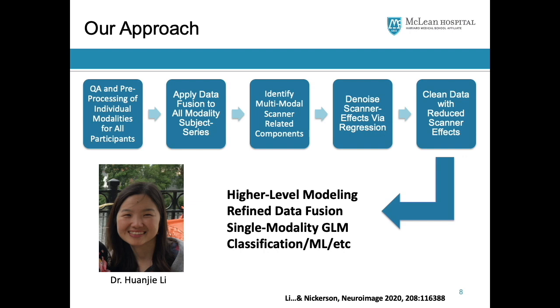The approach that we came up with proceeds as follows. You do QA and pre-processing of the individual modalities for all the participants, and then apply data fusion to all modality subject series simultaneously. Identify multimodal scanner-related components from the decomposition, and then denoise the scanner effects via regression to produce clean data with reduced scanner effects that can then be used for further higher-level modeling, refined data fusion, classification, machine learning algorithms, etc.